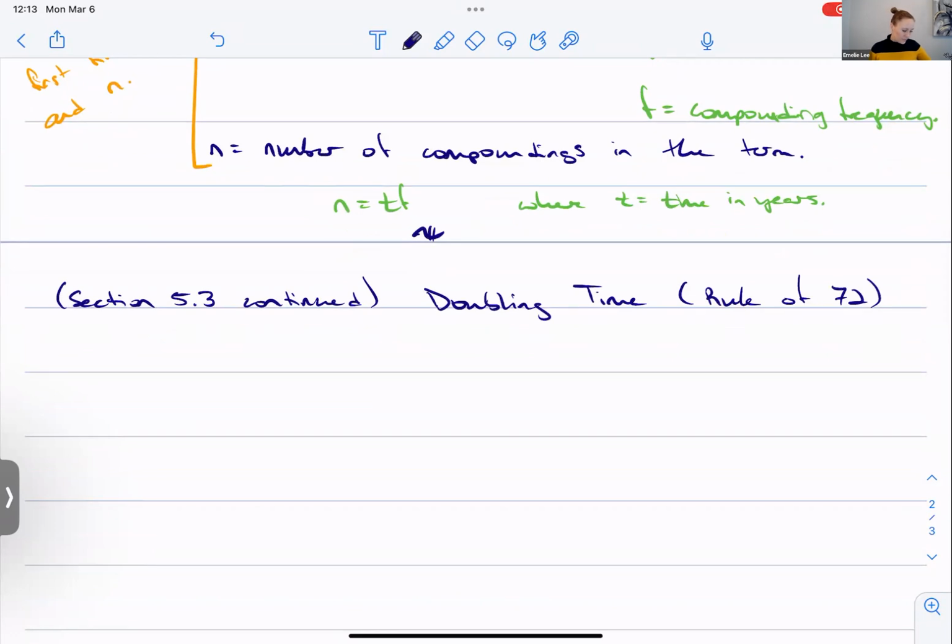Okay, and so the doubling time refers to how long.